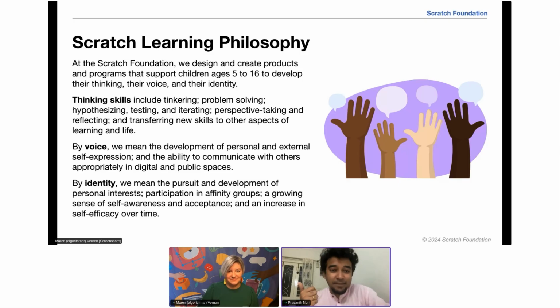By voice, we mean the development of a personal and external self-expression, and the ability to communicate with others appropriately in digital and public spaces. And this is so important, as we see more children engaging with the online world at younger and younger ages. And by identity, we mean the pursuit and development of personal interests, participating in affinity groups, a growing sense of self-awareness and acceptance, and an increase in their self-efficacy over time.